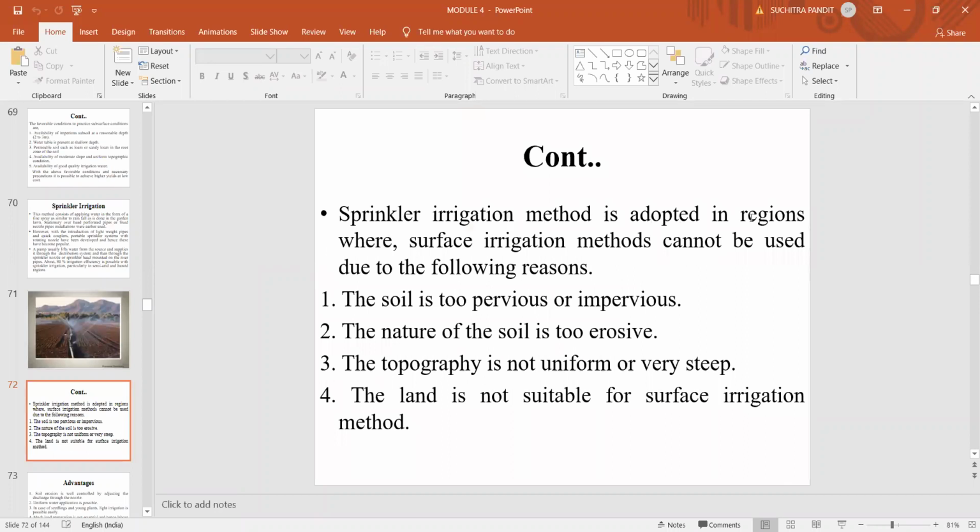The sprinkler irrigation method is adopted in regions where the surface irrigation method cannot be used for the following reasons: the soil is too pervious or impervious, the nature of the soil is too erosive, the topography is not uniform, or you have a very steep slope and the land is not suitable for the surface irrigation method. Then you can go in for the sprinkler irrigation method.